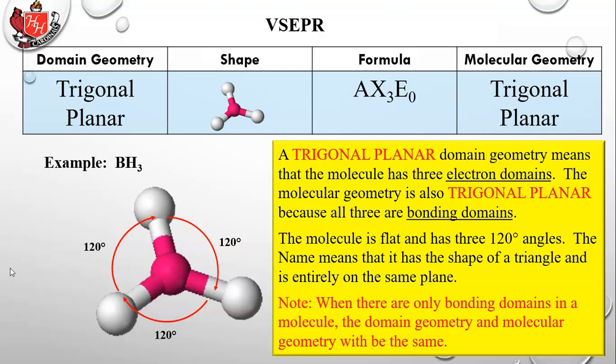So the molecule wants to make its bond angles equal. It wants to spread those electrons out as evenly as possible. The name means that it has the shape of a triangle, as you can see, and it's entirely flat. It's on the same plane. Now, when there are only bonding domains, as there are here, no lone pairs, in a molecule, the domain geometry and the molecular geometry will be the same. So trigonal planar.